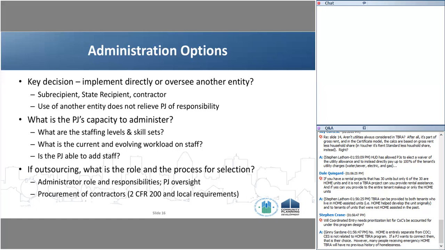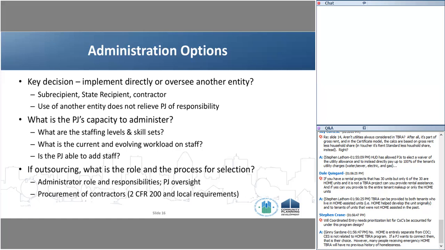Under federal rules, contractors must be selected following PJ and federal procurement requirements, while subrecipient selection is not subject to federal procurement rules. In an emergency program where fast implementation is essential, designation of a subrecipient might be accomplished more quickly under the federal requirements than the hiring of a contractor. However, you need to also pay attention to any state and local procurement requirements that might alter that assumption.